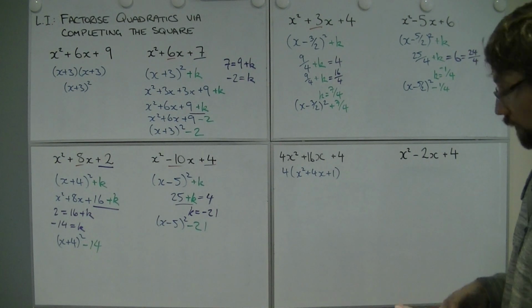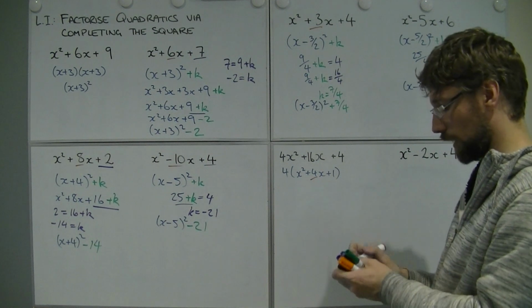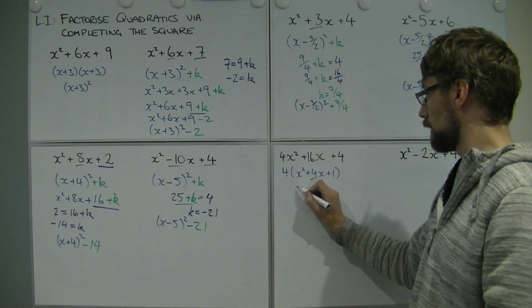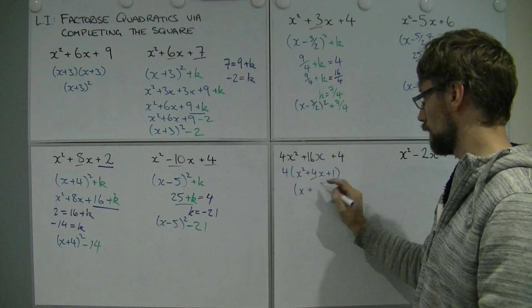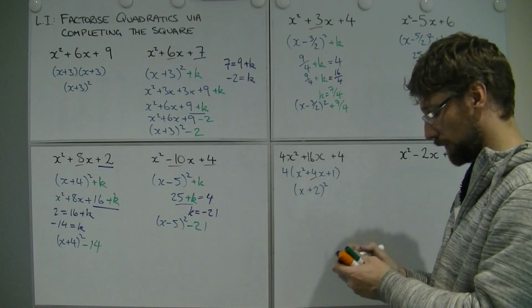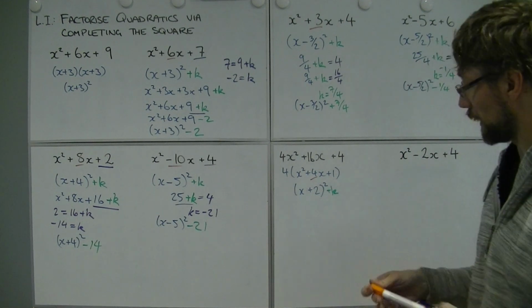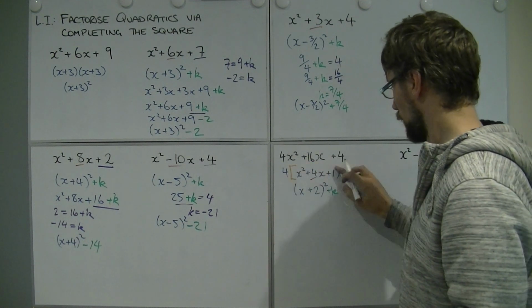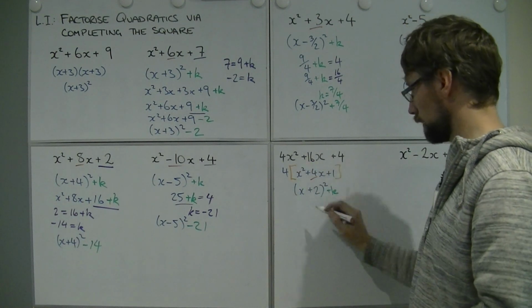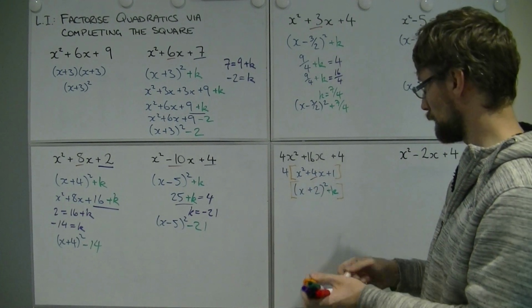Cool, now I'm going to consider this bit. That part gets halved, so x plus 2 all squared plus some unknown k. I've got to be a little bit careful here because I've got this extra set of brackets around what I'm looking at. So I'll put those brackets there and keep the 4 out the front.